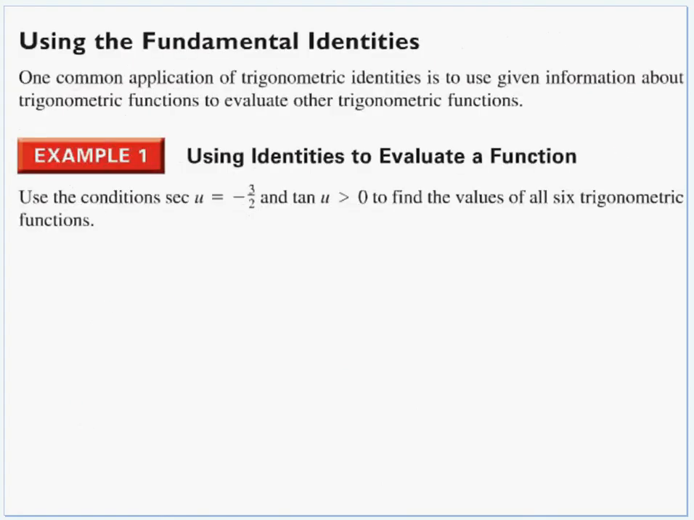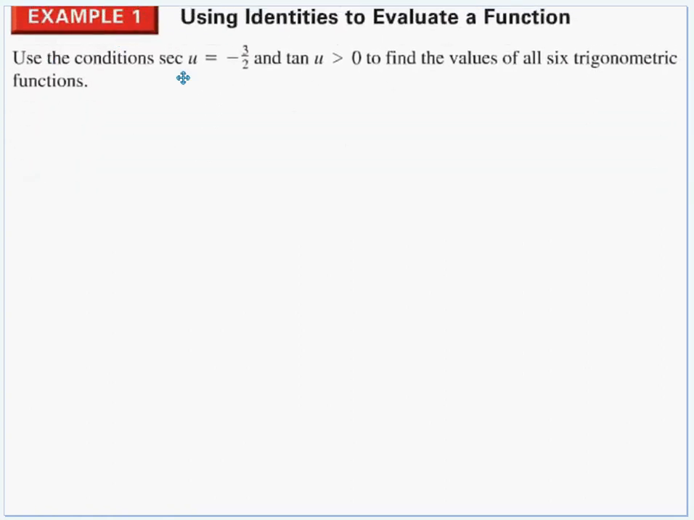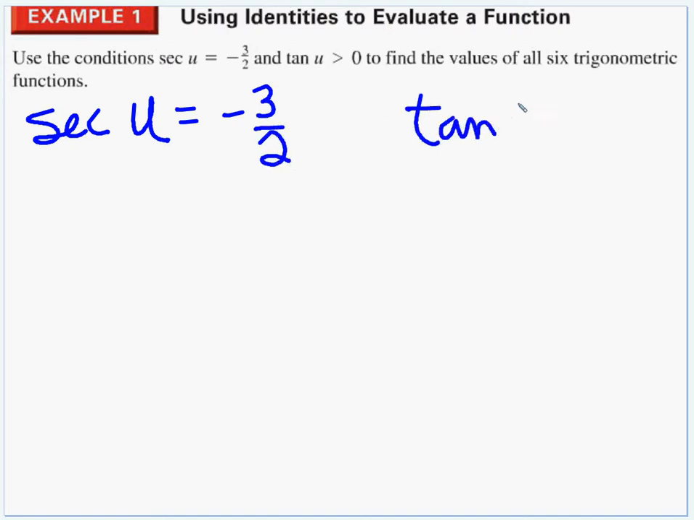Okay, here we go. Example 1. One common application of these identities is to use the given info about the trig functions to evaluate other trig functions. So let's see what we got here. Use the conditions. I'm just going to copy them down here. Secant of angle u is negative 3/2, and the other thing they tell us is the tangent is greater than 0, or tangent is positive.